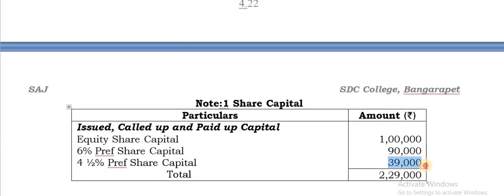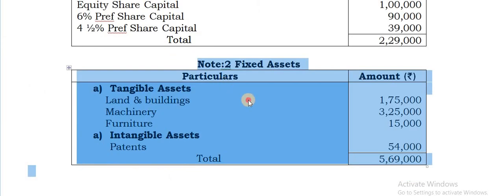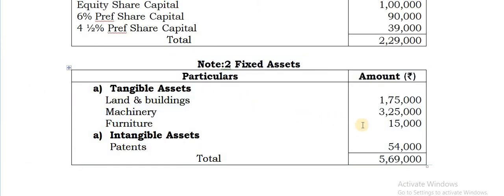So 90,000 separately, 39,000 separate. So totally 2,29,000 is the worth of share capital. Then you can go for the fixed assets. Under fixed assets, you have these 3: land and buildings, machinery and furniture. No change in that. So the same amounts are taken.